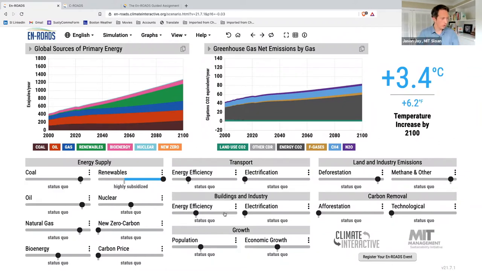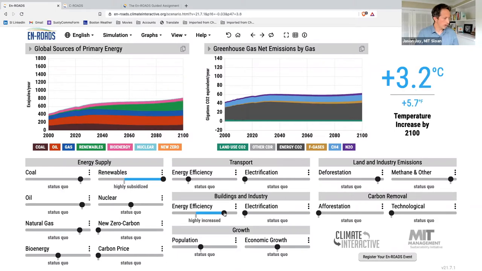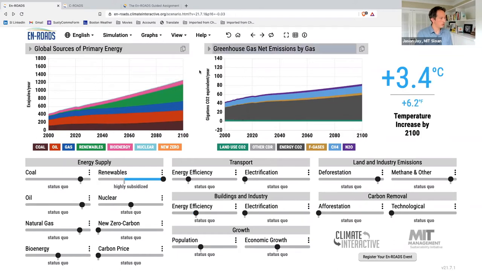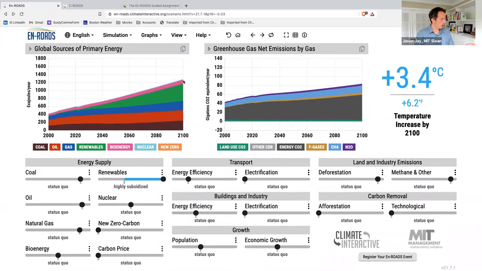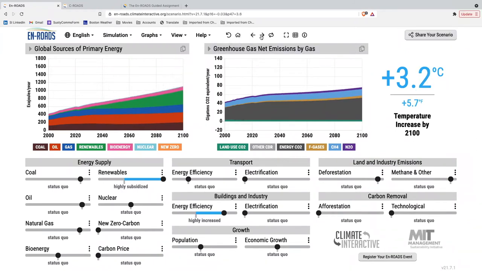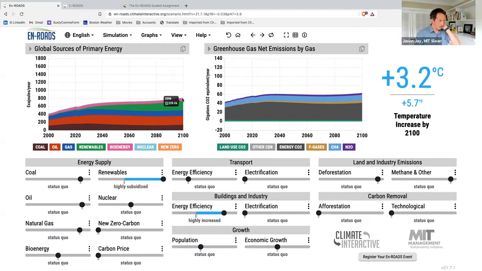Again, form a hypothesis: what number are we going to see when I pull that lever? And now I'll do that. Okay, so that got us another 2/10 of a degree. And what you can see is the mechanism of action here is that it reduces the height of this graph on the left side. It takes us from using a total of about 1300 exajoules a year globally down to 800. So there's a lot less coal, oil, and gas that we have to burn in order to produce that energy.